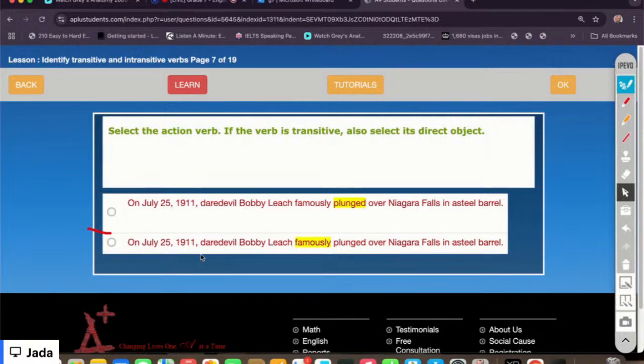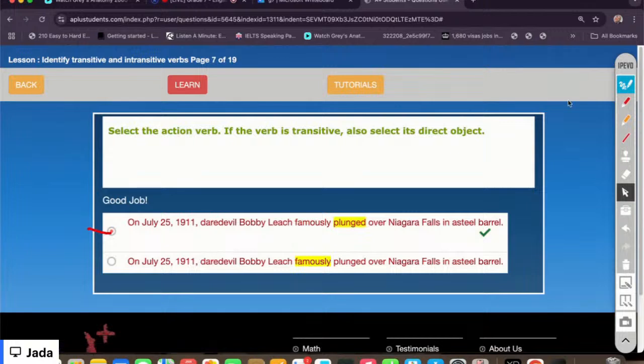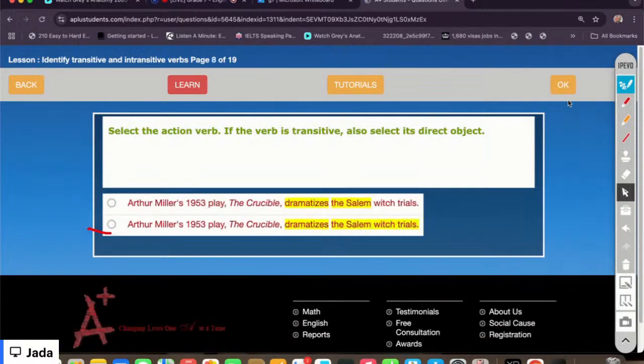On July 25, 1911, daredevil Bobby Leach famously plunged over Niagara Falls in a steel barrel. What do you think? "Plunged" or "famously"? So, plunged. Okay?